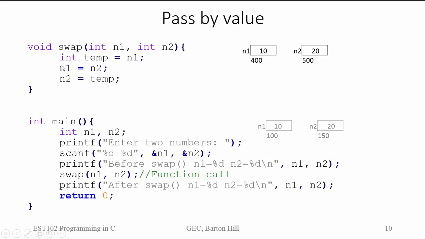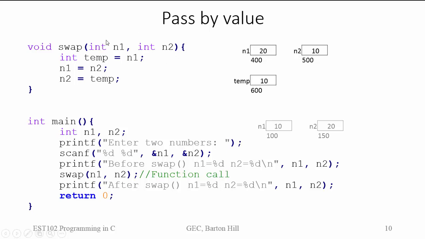Then the statement is temp equal to n1, so memory is allocated for temp, and the value stored in temp is equal to the value in n1, which is 10. Then n1 equal to n2, so the value in n2 will be assigned to n1, so n1 becomes 20. And after that n2 equal to temp, so the value of n2 becomes the value of temp, so n2 becomes 10.